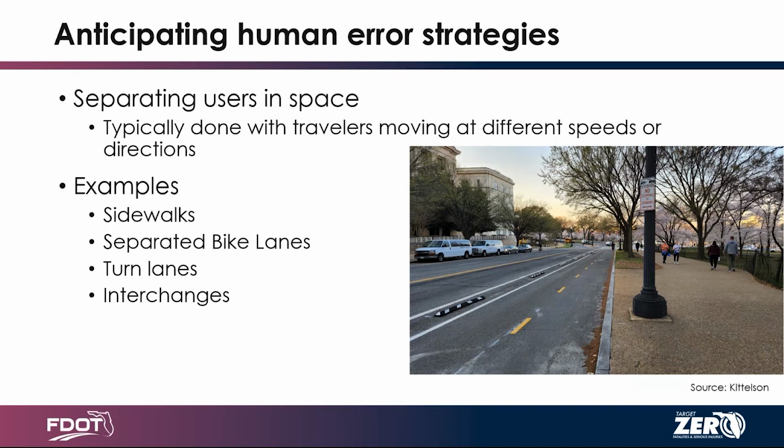So typically when you have travelers moving at different speeds or directions, or you have that differential in vulnerability, so vehicles versus pedestrians or vehicles versus bikes, separating them in space is a strategy that we want to put in place if we can. So sidewalks, separated bike lanes, on high-speed facilities, turn lanes to allow vehicles to get out of the main travel lane while they're decelerating, and then interchanges as well, right? So we have separating vehicles in space with overpasses where you have that type of high volume, high speed intersection.